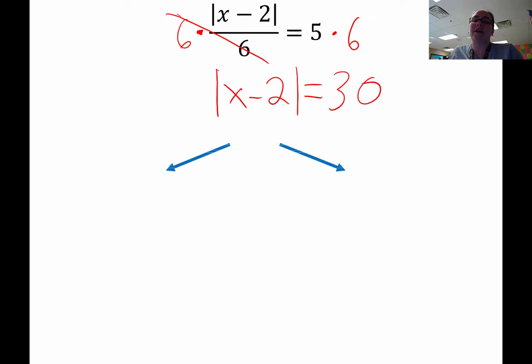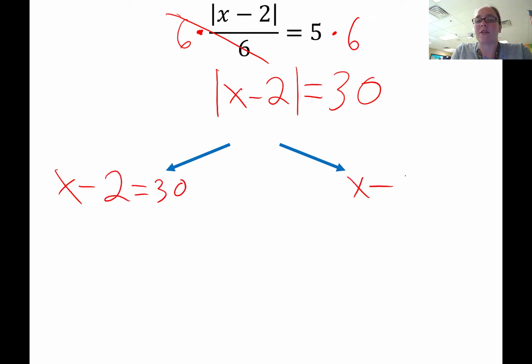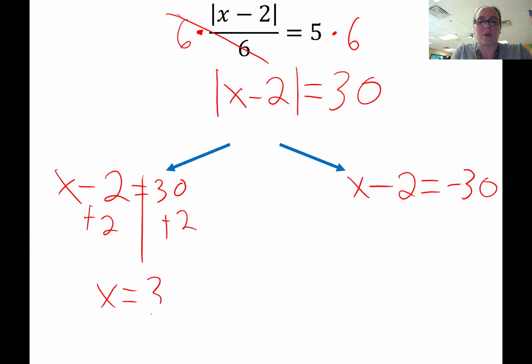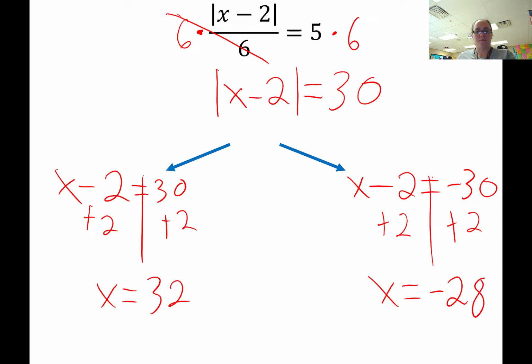Now that I have my absolute value isolated, I can split into the 2, giving me x minus 2 equals 30, and x minus 2 equals a negative 30. So add 2 to both sides here. I get x is equal to 32. And add 2 to both sides here. Gives me x is equal to a negative 28. Okay? All right, we're going to look at one more.